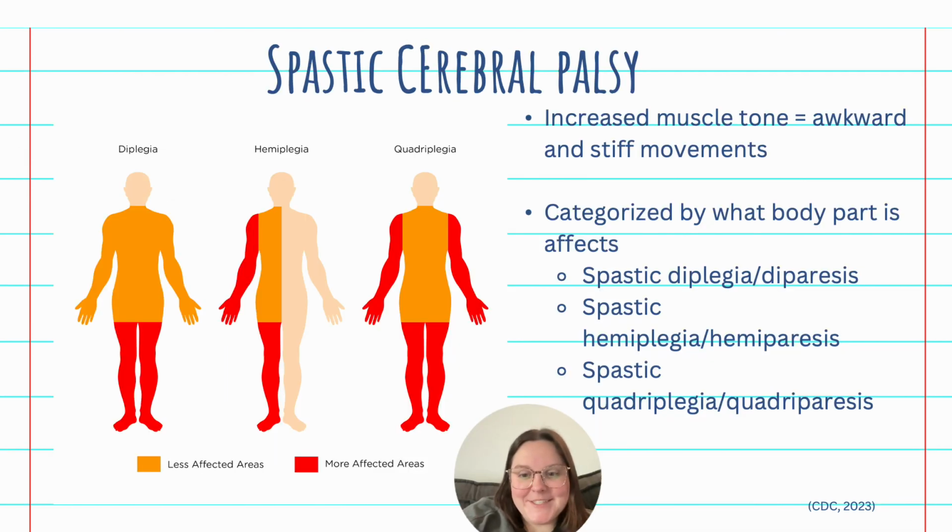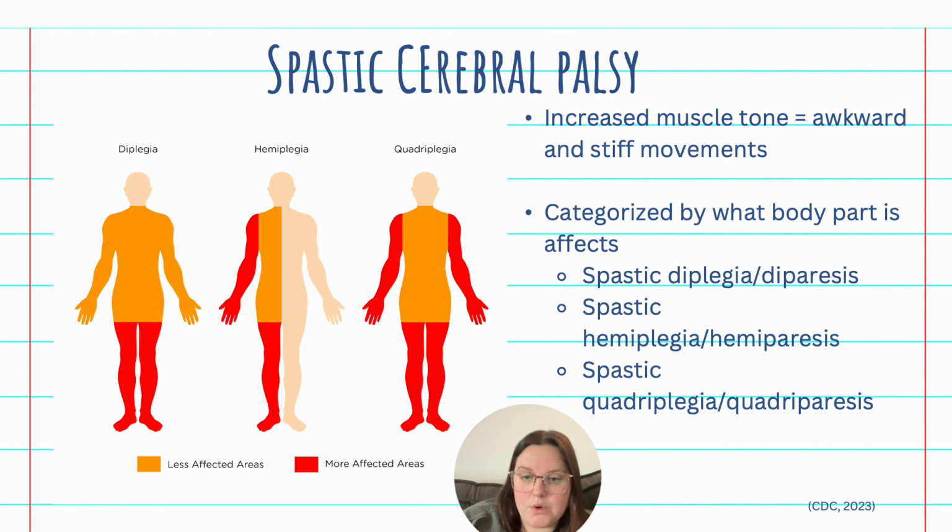Okay, so we are going to talk about spastic cerebral palsy. It is the most common type of CP and affects about 80% of the CP population. So this type of CP has increased muscle tone, which means basically that their muscles are stiff, and because of this, their movements can be awkward and kind of jerky.